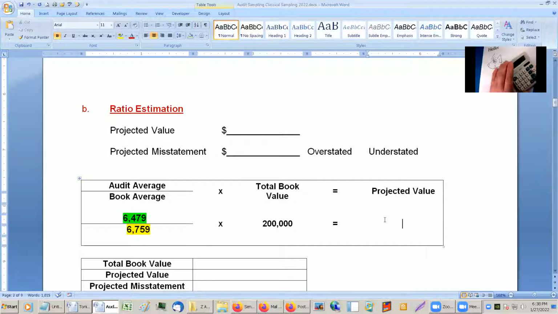19175. Is that what you guys got or no? Wait, 191,715. I'm sorry, I missed a one here. That's what I got. Yeah, okay, good.